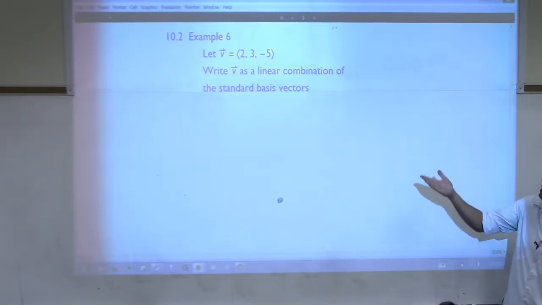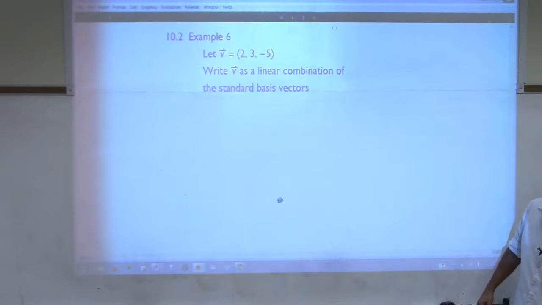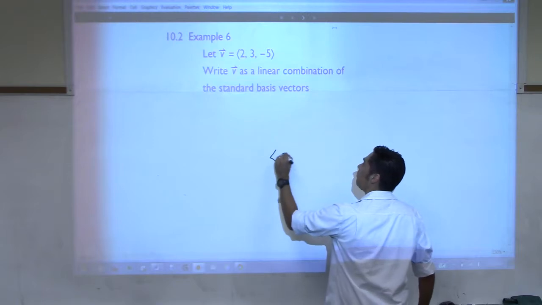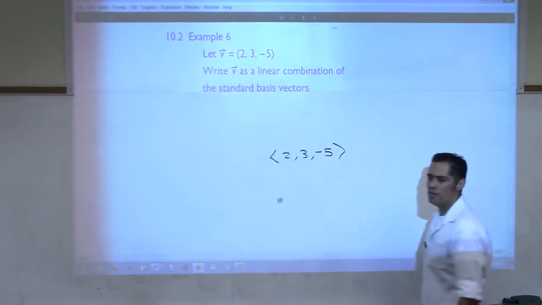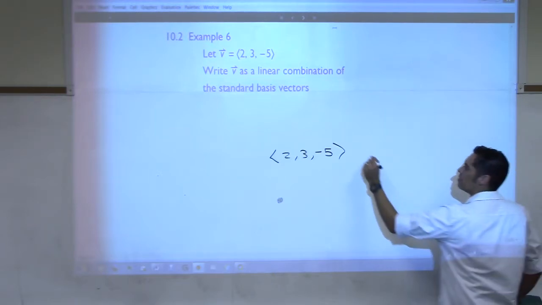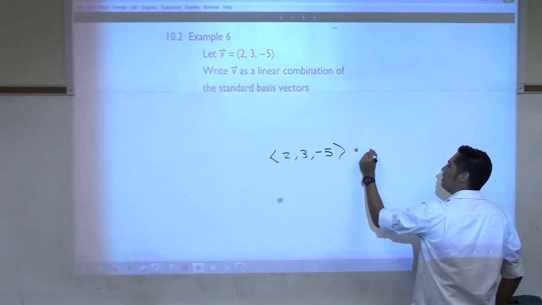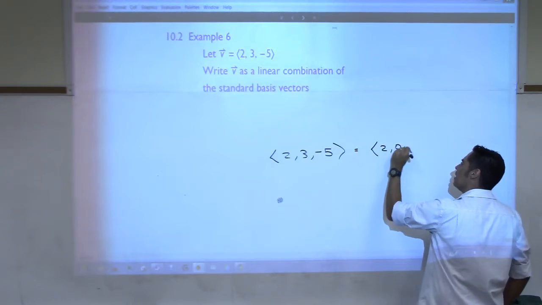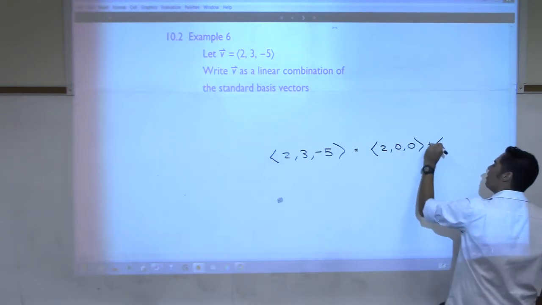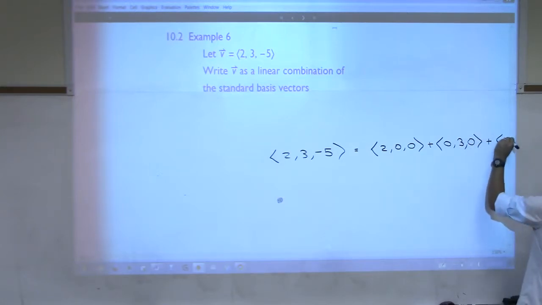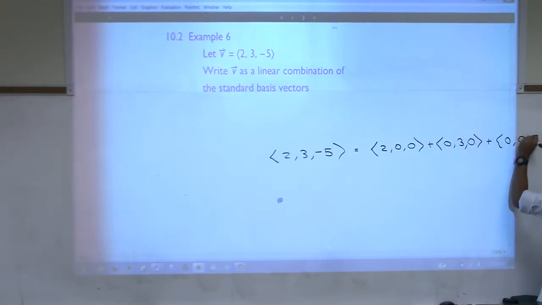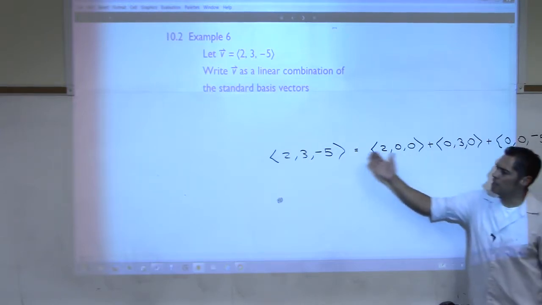And here's why. How would you write that vector using the standard basis vectors? So I have a vector 2, 3, negative 5. If I want to write that using the standard basis vectors, here's what I would do. I could look at that as being, let me just see if you agree with this. Negative 5. Sorry, I'm off the board here. Do you all agree that if I add these three vectors together, I get that?